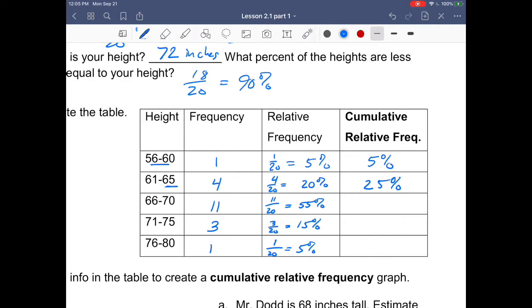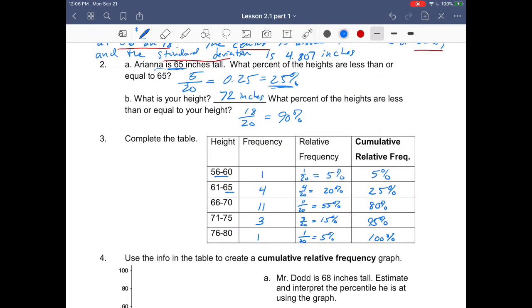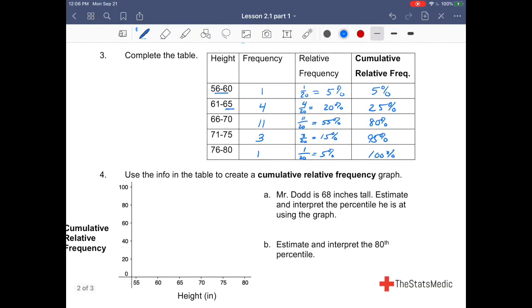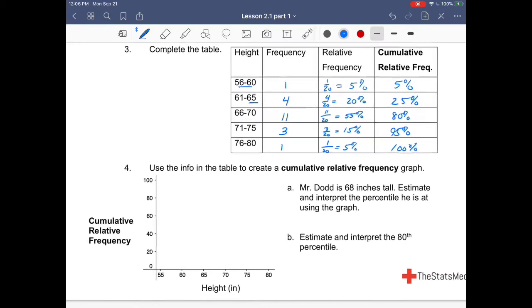So let's keep it up. Keep adding. What's 25 plus 55? We get 80% cumulative. 95% cumulative, and you guessed it, 100% cumulative when you get to the top of this data set. Why compute cumulative relative frequencies? Well, that's another way we can display a set of data. So we're going to use that to make what's known as a cumulative relative frequency graph.